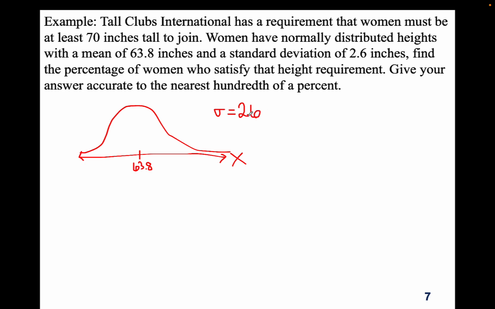And look at this part here. The requirement to join the club is that a woman must be at least 70 inches tall. 70 inches tall, that's up here, that's the tall. And here's 63.8 inches in the middle, that's the mean. So 70 inches we gotta make our vertical cut somewhere up here. We know it's at 70, and we're being asked what the percentage is. So we're being asked what this shaded area is right here.